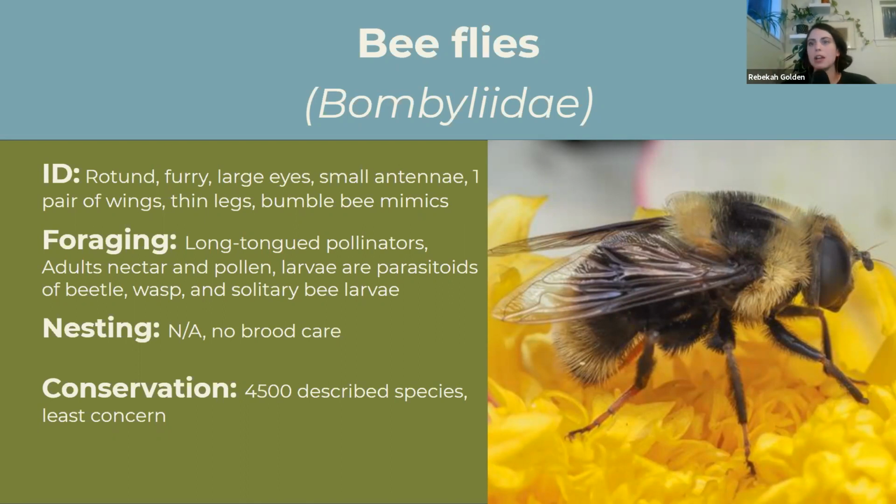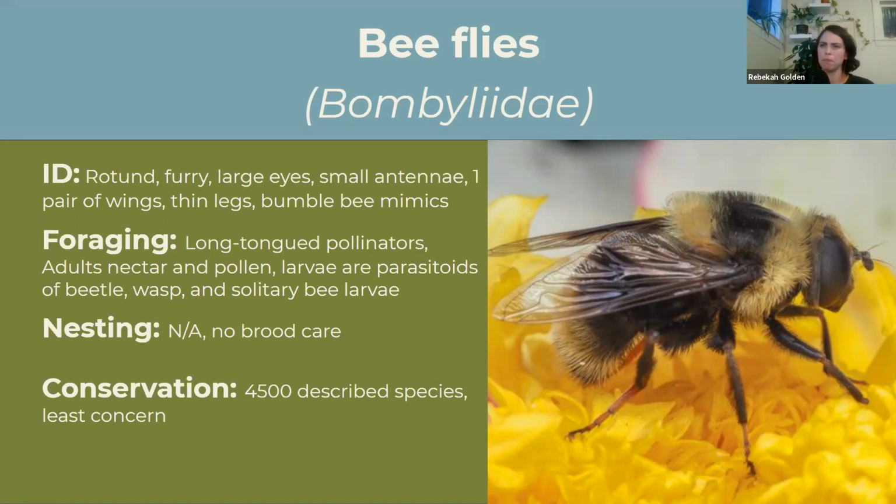They'll nectar feed, and then their larvae will actually become parasitoids. So they'll lay their eggs on plants that are infested by certain types of beetles. And sometimes they'll be parasitoids on certain wasps. Like they'll find wasp nests and lay their eggs in there, and their larvae will hatch and then consume the wasp species.